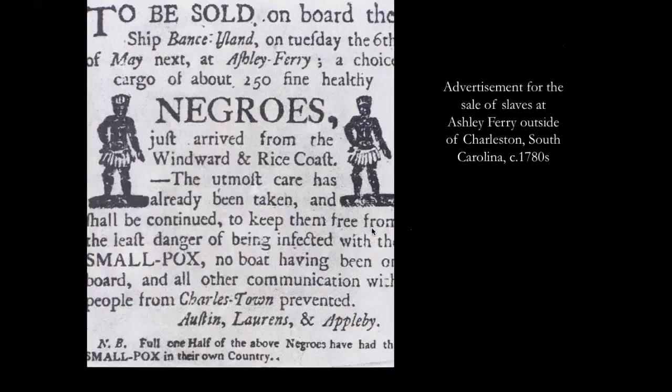So you look at this advertisement from Charleston, South Carolina from the 1780s. They're advertising that to be sold on board the ship Vance Island on Tuesday, the 6th of May next at Ashley Ferry: choice cargo, 250 fine, healthy Negroes, just arrived from the Windward and Rice Coast. And what's important there is that South Carolina is chiefly a rice economy.